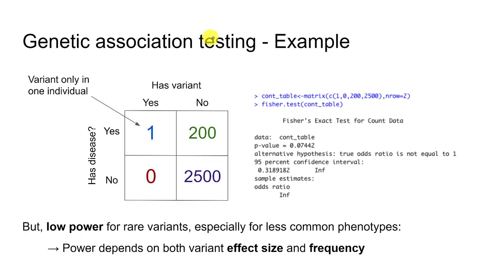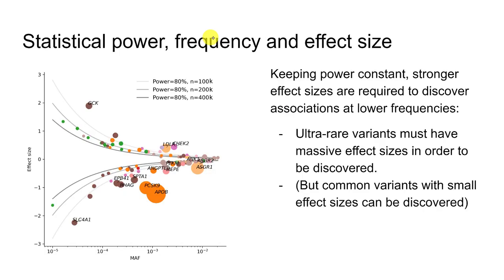So something I want to impress upon you is that statistical power depends both on the variant effect size, and the effect size we're measuring here is the odds ratio. This is just a point estimate. But it also depends on the frequency of both the variant, so the genotype that you're testing, and the phenotype that you're looking at. Okay.